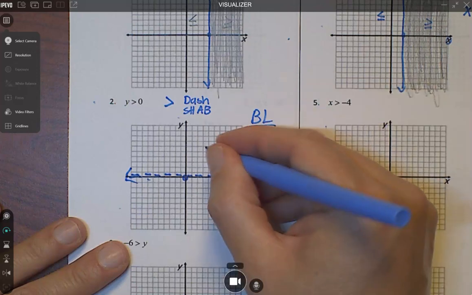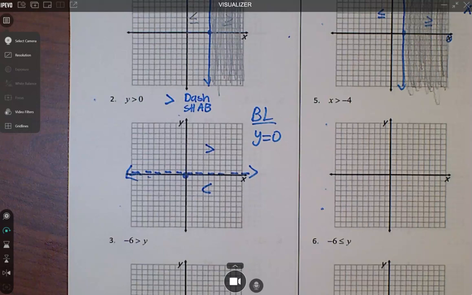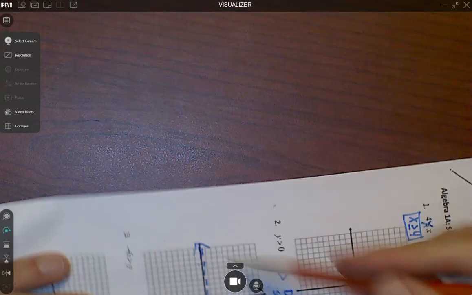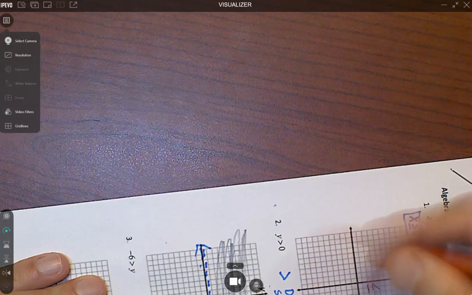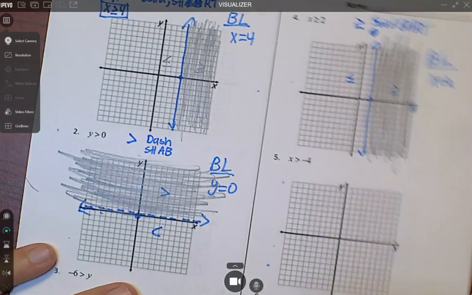Okay, if I go up, the y's are bigger. If I go down, the y's are smaller. So I'm going to shade above it. We're saying any ordered pair here has a y value that's greater than 0.